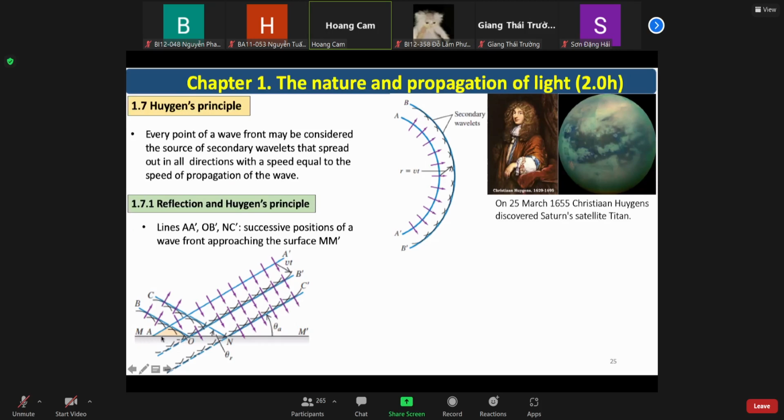Due to the existence of the surface M prime, the wave will be reflected, so we say it bounces. At the point O, each point here generates a wavelet, and then you have the wavefront OB, and similarly the wavefront NC. The angle here is theta A, and here is the angle theta R, for example. This figure is too small, so we zoom in on the figure here.